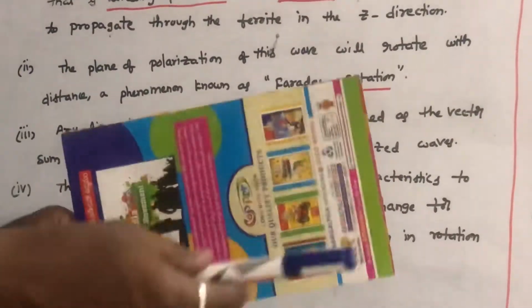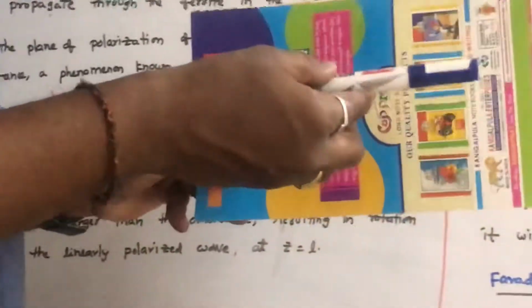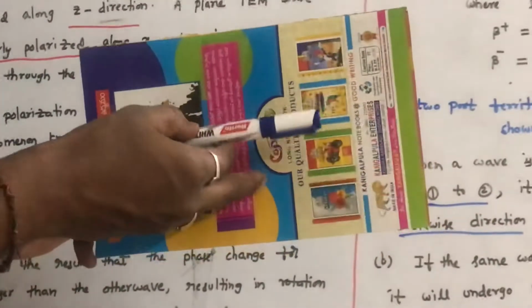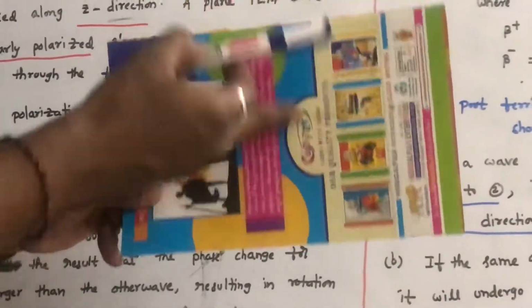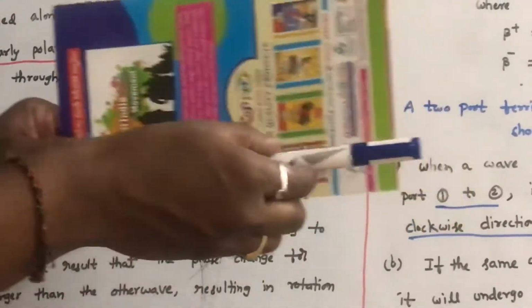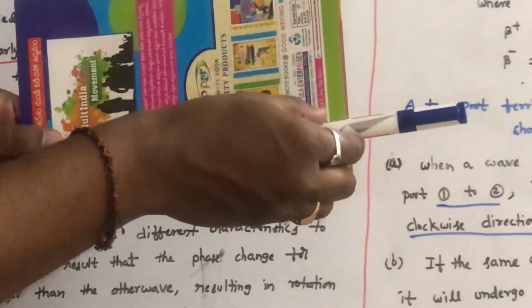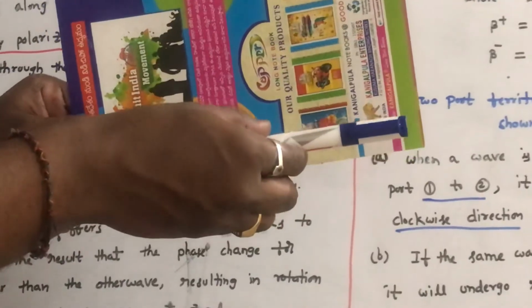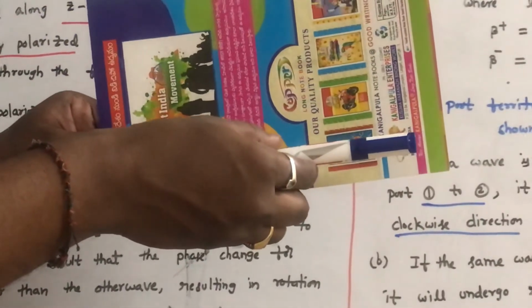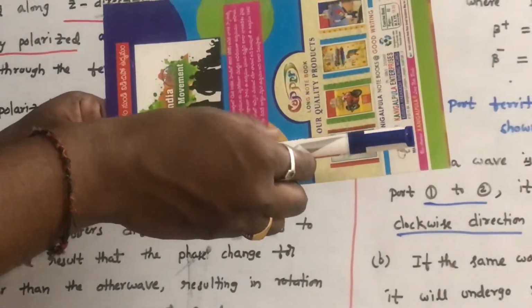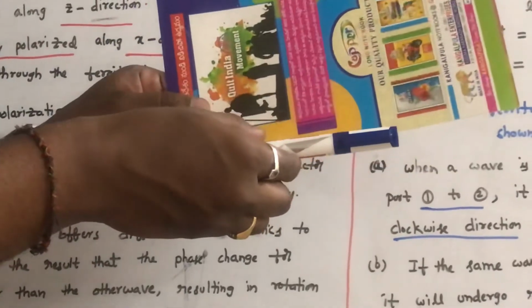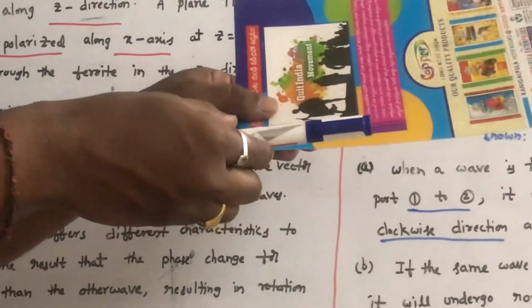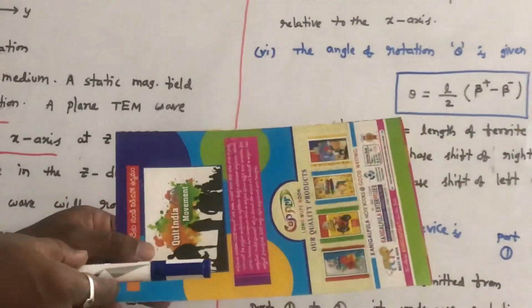For example, say this is the ferrite material. Say this is your linearly polarized wave, in fact, let us say a vertically polarized wave. When this vertically polarized wave passes through this ferrite material, what will happen is that the plane of polarization of this wave changes when it passes through this ferrite material. So this is called Faraday rotation.